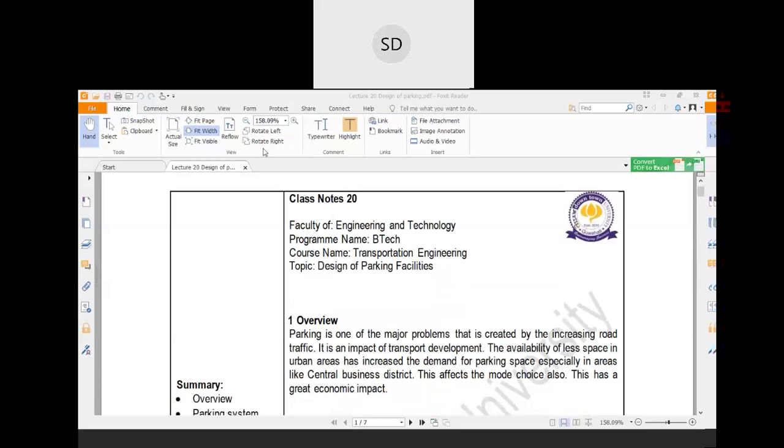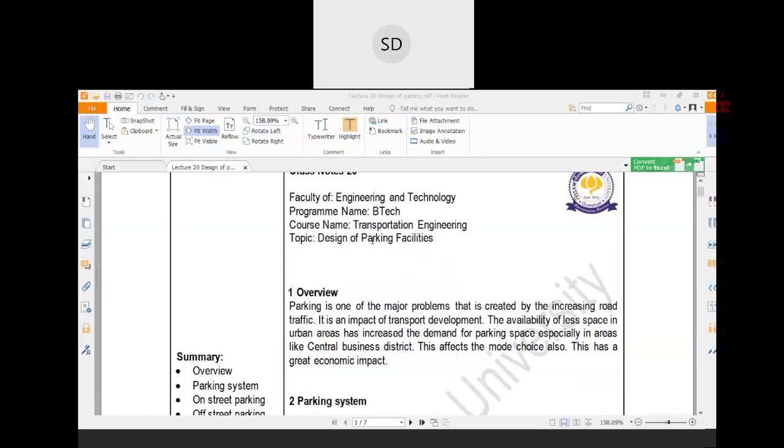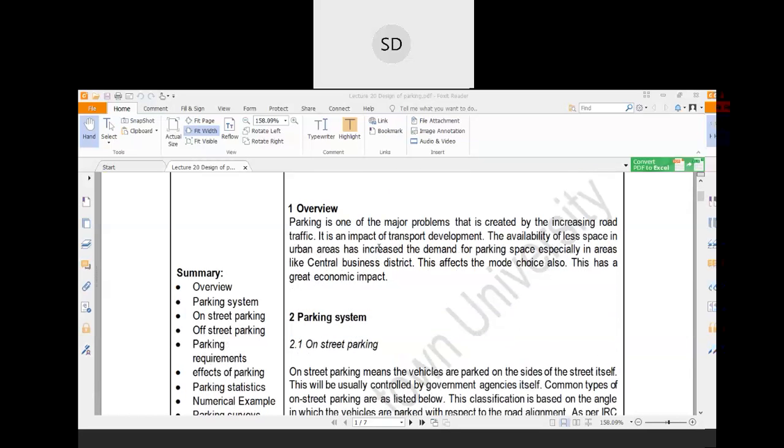So now we'll discuss the parking facilities. In the urban area, there is a huge problem of parking, that is, how you park your vehicles in the market area or in the parking place. You need to find a suitable orientation for how you park your vehicle. So parking is a major problem in the urban area.